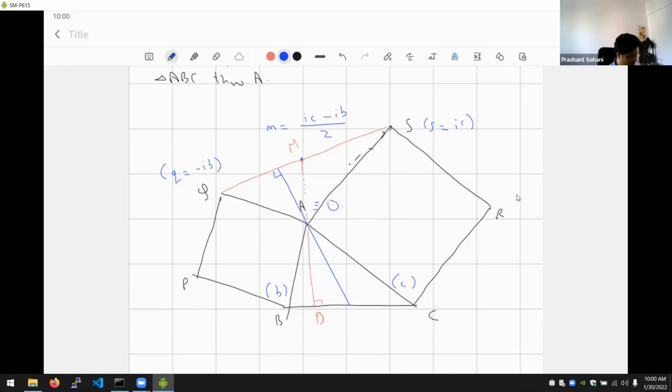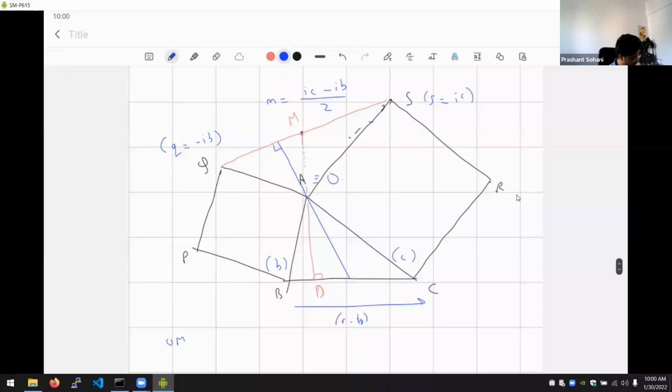So do you see directly why OM will be perpendicular to BC? Because the vector BC is c minus b, and this is nothing but half times i times that. So do you see that the OM vector is nothing but vector BC, which is c minus b, times half times i. And clearly multiplying by half doesn't change the angle. It will only increase or decrease the length. But multiplying by i will rotate it by 90 degrees.